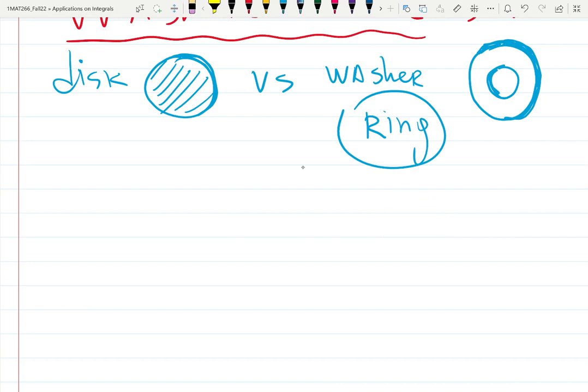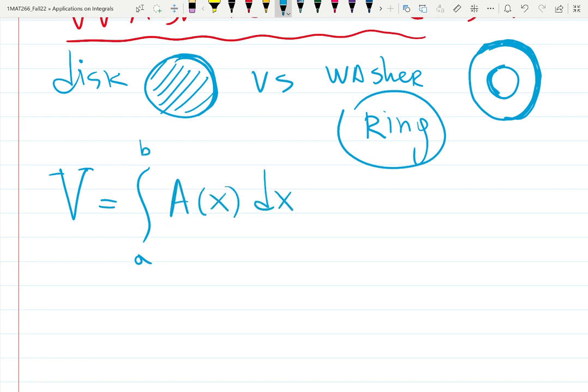What will be the difference in the formula? The volume for the washer method is going to be the integral from a to b of A(x) dx, or A(y) dy, where A is the area of the washer and dx is the thickness of the washer, right? Area of the ring. I like calling it a ring because it's also short to write down. So the volume will be the integral from a to b.